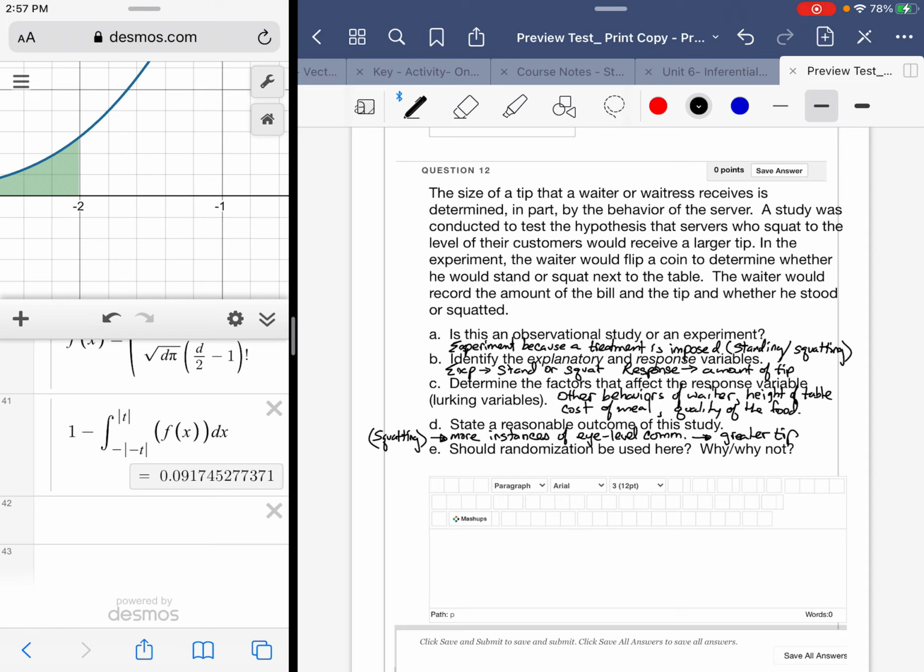Should randomization be used here? Why or why not? Yeah, because a person could subconsciously squat or not even realize that. I mean, I don't think they would subconsciously squat, but they make the decision to squat in instances where they thought that they were less likely to receive a tip for other reasons. All right, so yes, it removes any bias from the decision-making process.